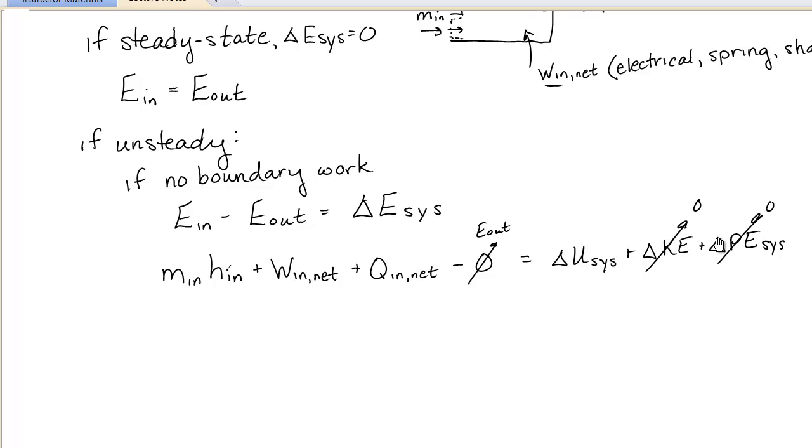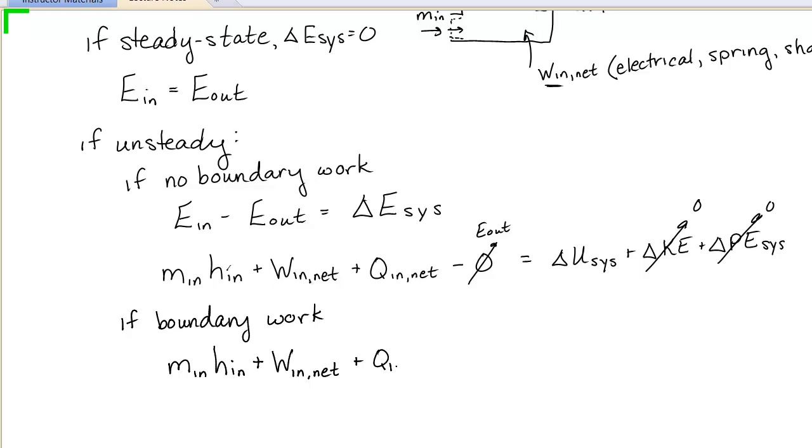If we add in the boundary work, then in this first section here, so if there is boundary work, our energy balance now looks like we still have mass flow rate in plus its energy that it's bringing in. We have this net work in from electrical, shaft, and spring work. We have heat input possibilities. And then we also have the possibility of doing work on the fluid. So boundary work into a system is minus PdV generally, and then that equals the change in internal energy of our system.